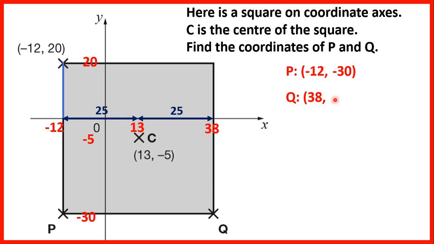And then for the y coordinate, we can see that point Q is in line with point P, and we found that that had a y coordinate of -30. So the y coordinate for point Q will be -30 as well.